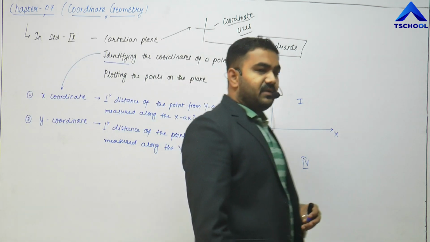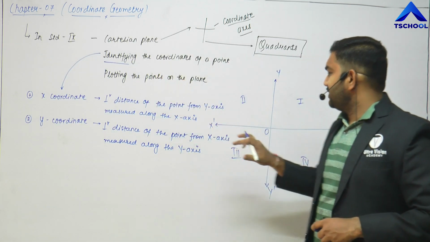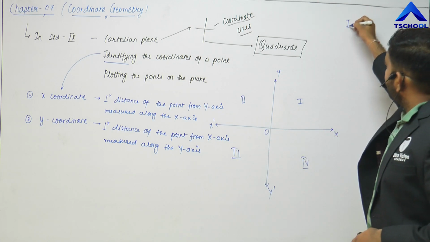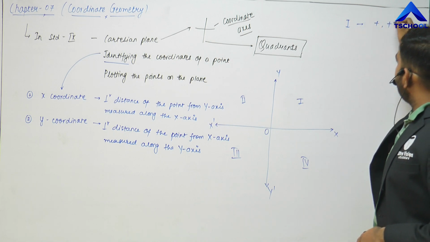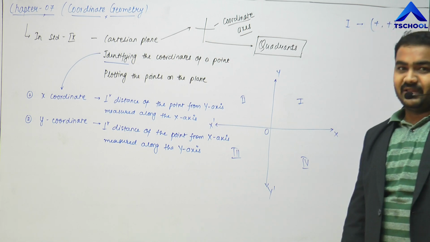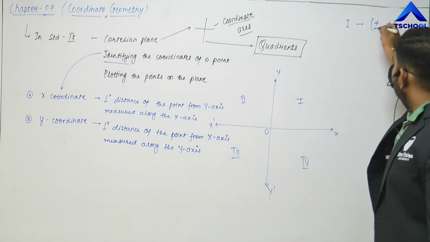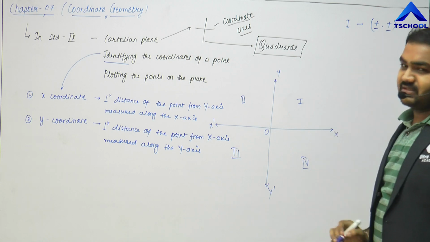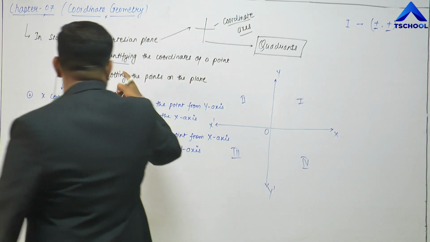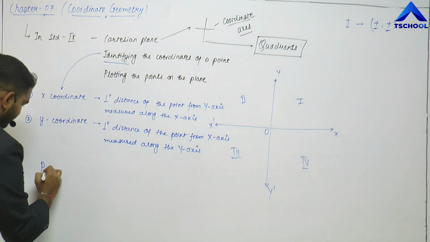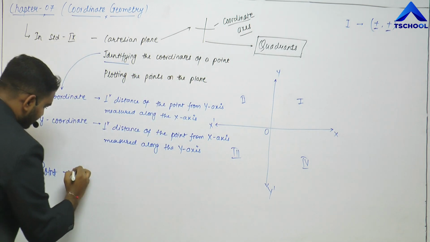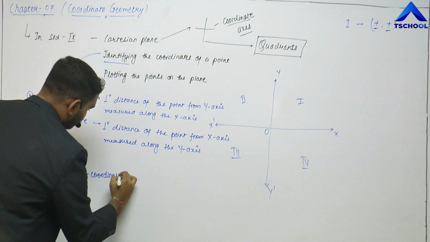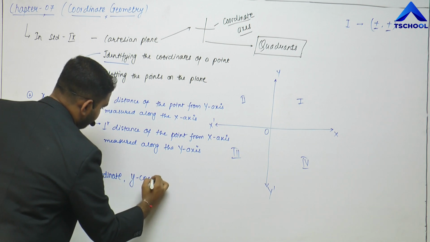Similarly, identifying the coordinates, that means if a point lies in the first quadrant, then it will be of the form plus plus. That means the first one that we write is the x coordinate of a point, and the second number that we write is the y coordinate of a point. So identifying the coordinates, that means the point is written as x coordinate, comma, y coordinate.